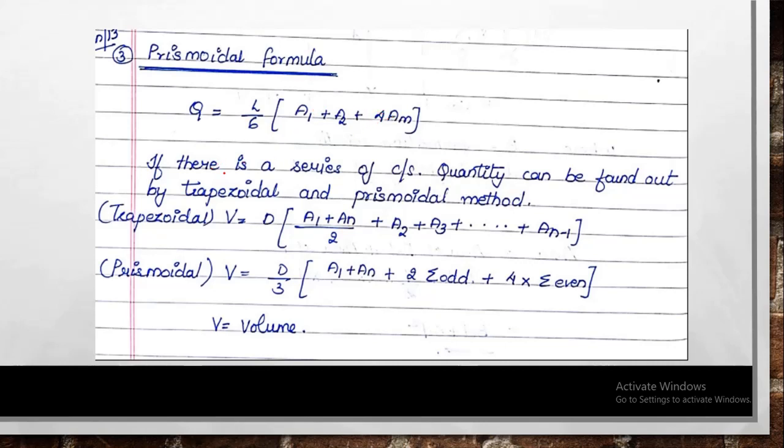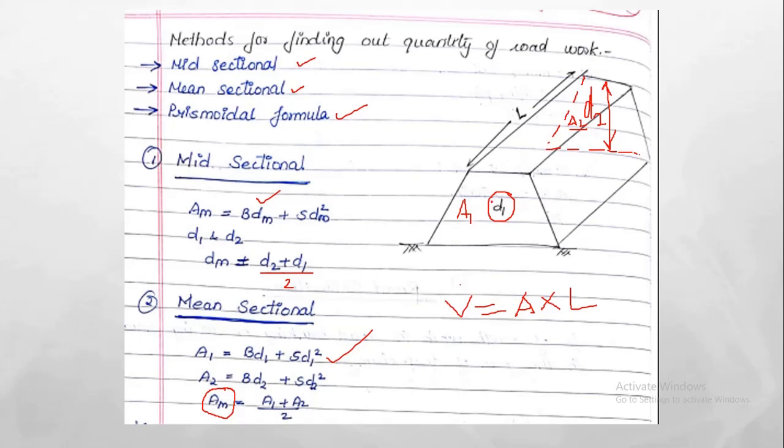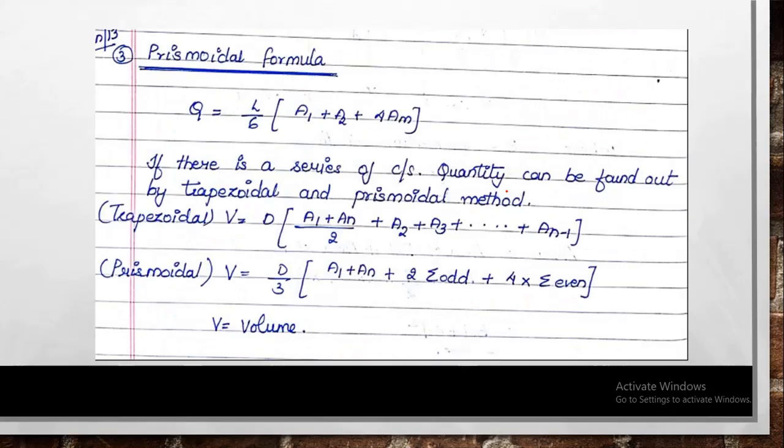If there is a series of cross-sections, the quantity can be found out by the trapezoidal and prismoidal formulas. In this picture we are considering only two sections, A1 and A2, the front face and the back face. Suppose there are many sections in between, for example a section here and a section like this here. If there are n number of sections on the way, for increasing the accuracy we can have two more formulas, the trapezoidal formula and the prismoidal formula.